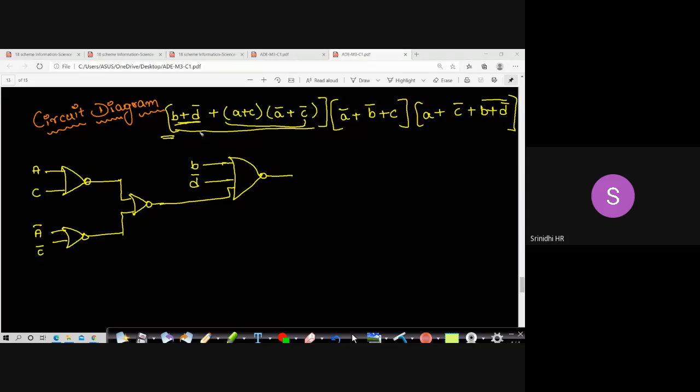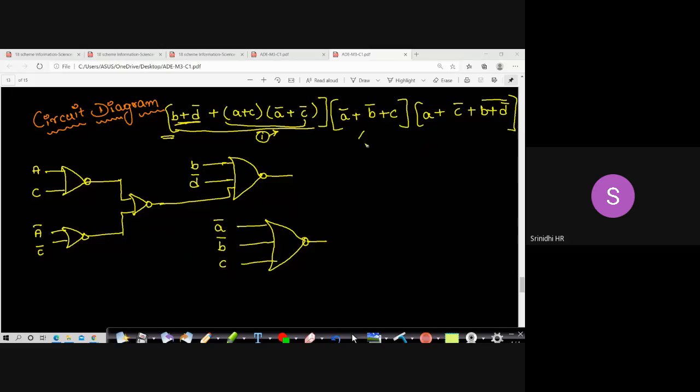Any doubts in this? No, sir. Okay, so this is my first term, and writing the circuit for this is done. Now I'll go ahead with this. So I'm having A bar, B bar, C. So this is my first input, A bar, B bar, C. Collectively I'll give it to a NOR gate here, and I'll leave the output here.